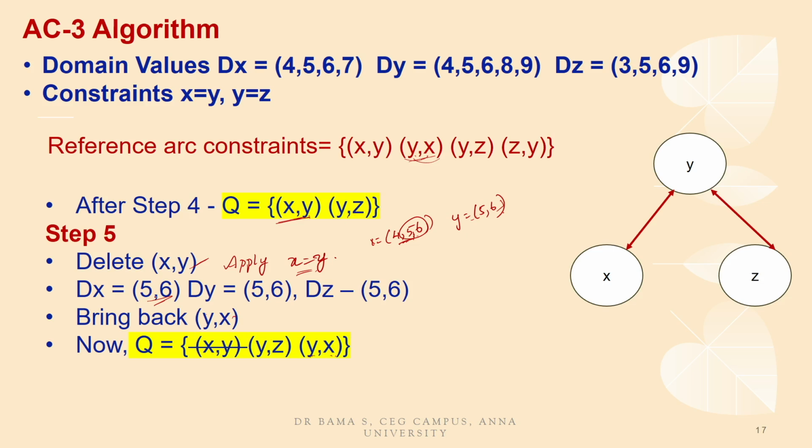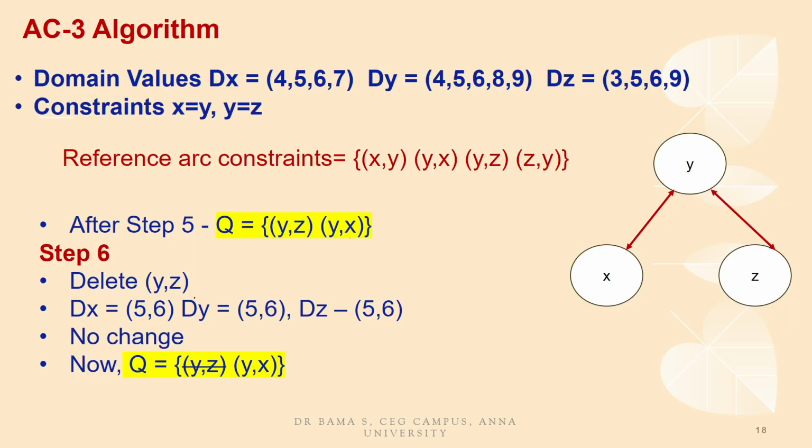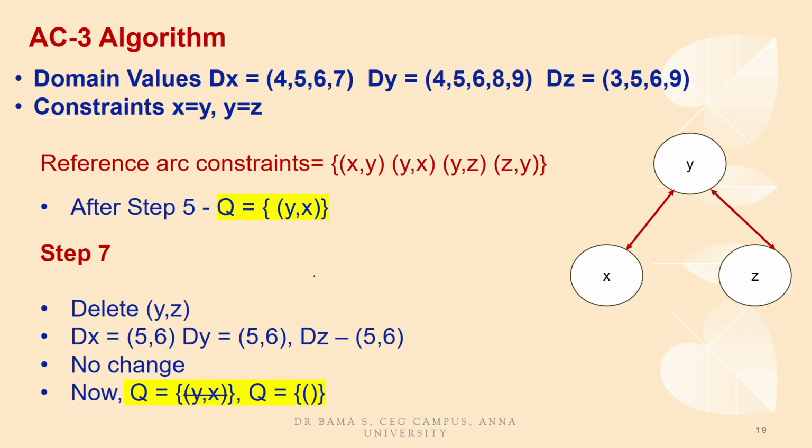And if you notice, at this point in time we have the solution already, x is equal to 5 6, y is equal to 5 6 and z is equal to 5 6, where this constraint is getting satisfied when we apply to all the 3 domains. So, after step 5 we have the 2 variables y z and y x, and delete y z, we will achieve the same value, there is no change, because at this time all the 3 are going to be equal. So, now after this deletion we have only y x, and in the next step when we delete y x, Q becomes nothing, that is empty in Q.